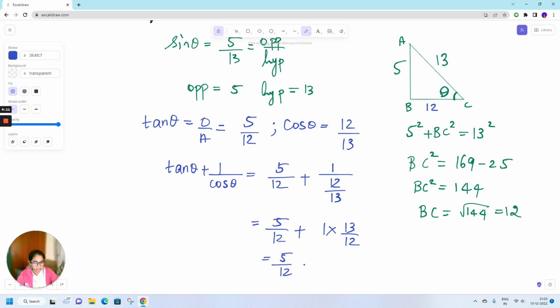So what would I get? 5 divided by 12 plus 13 divided by 12. The LCM is 12, and in the numerator, if we add 5 and 13, we get 18. What is the answer now? 3 6s are 18, 3 4s are 12, so dividing by 6, the final answer is 3 by 2.